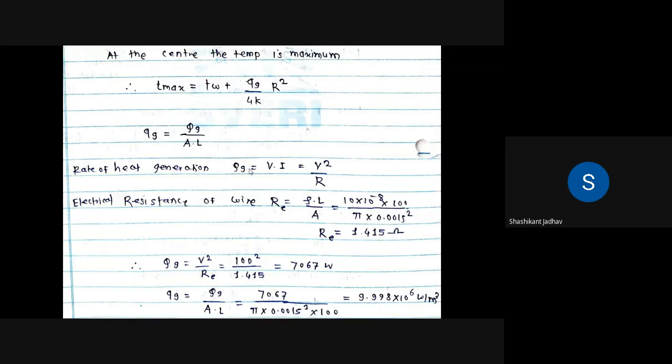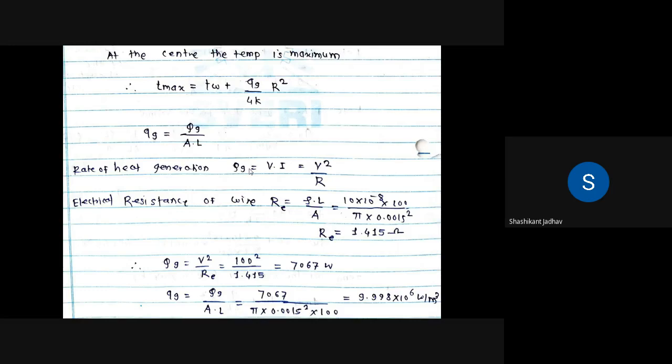Okay. So all of you write down electric resistance of the wire. Resistance is equal to rho into L divided by area. So rho is 10 into 10 raised to minus 8 into 100 divided by area, which is nothing but pi R square. So pi into 0.0015 bracket square. So from that we get the value of resistance, 1.415 ohm. Okay.